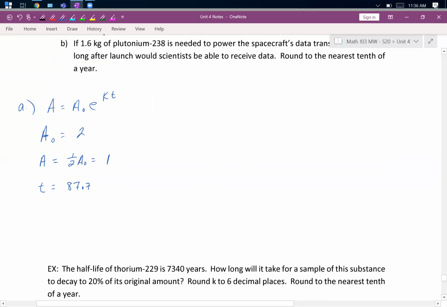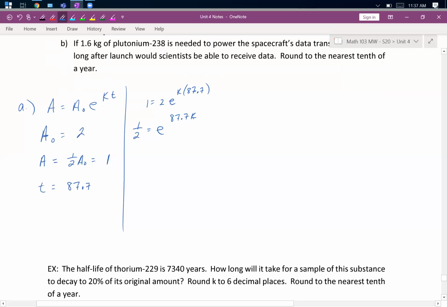Let's plug it in, solve for k, and then we will have our equation. So plugging in here, we're going to have 1 equals 2 times e to the k times 87.7 power. I'm going to do 2 things in this next step. I'm going to divide both sides by 2 because I'm trying to isolate the exponential, but then I'm also going to rewrite that exponent to say 87.7k. So 1/2 equals e to the 87.7k power.